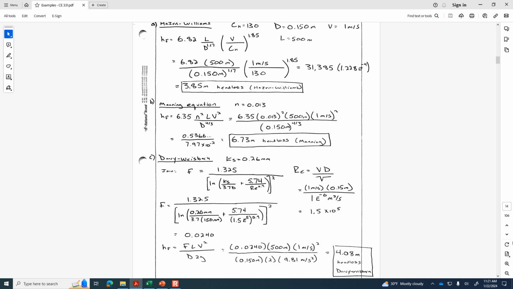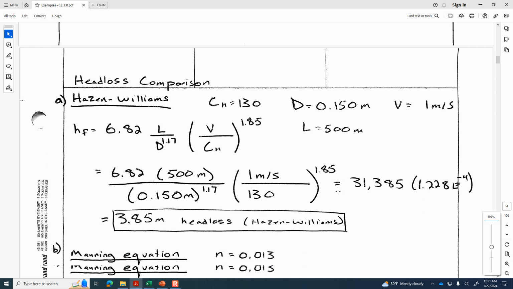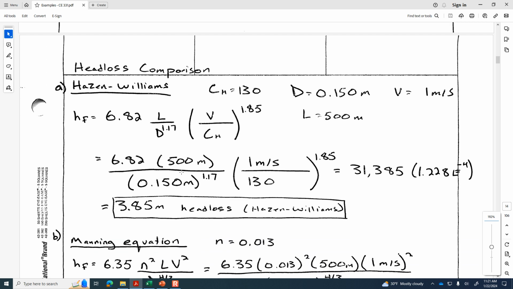So I'd encourage you to write the units in your intermediate steps, and I'll try and model that through my examples. You'll notice here that I don't just write 500 for the length, I write 500 meters. And for the diameter, I don't just write 0.15, but 0.150 meters. Anything that has units, I think you should write the units along with the number in those intermediate steps.